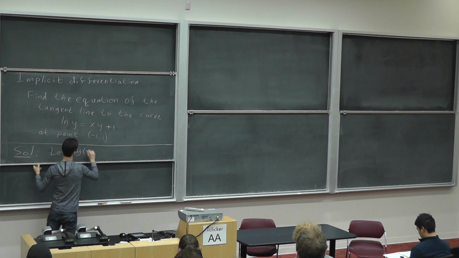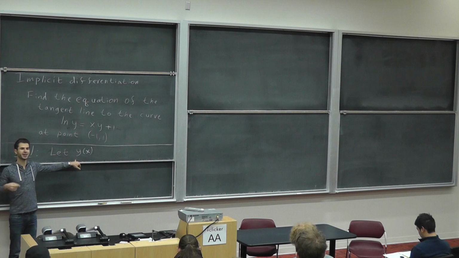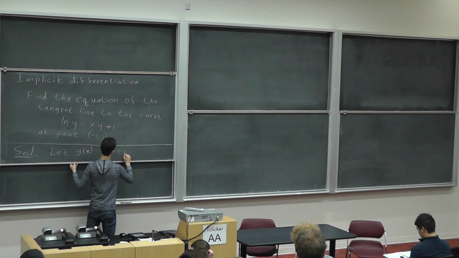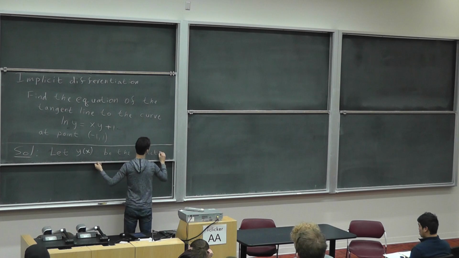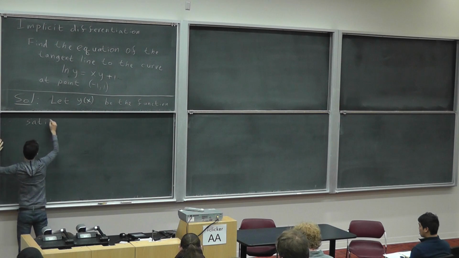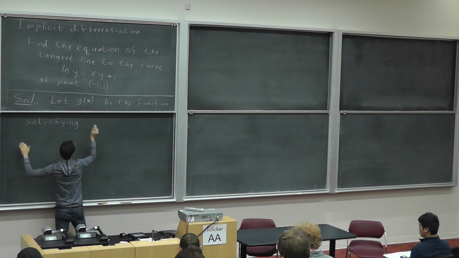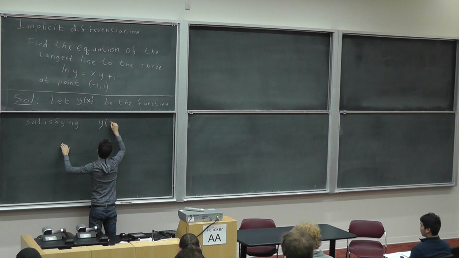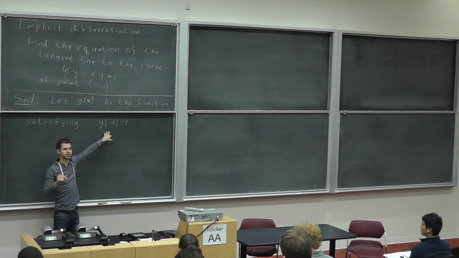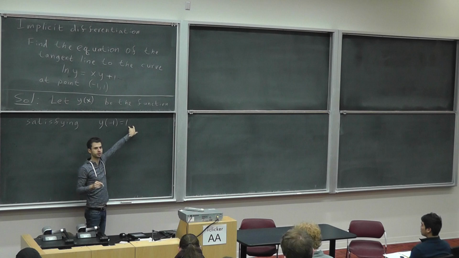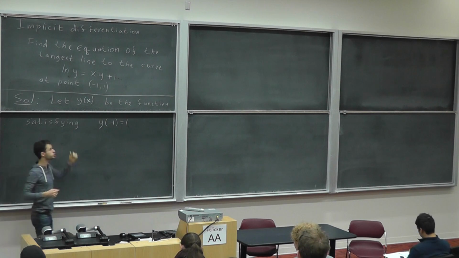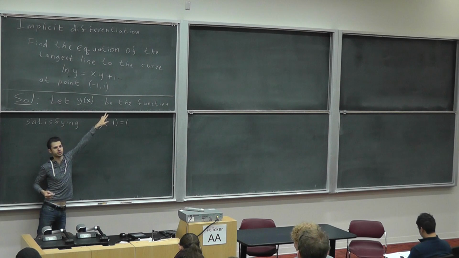Let y of x, so we'll regard y as a function of x. That's the name that we'll give to this function, y of x. Be the function satisfying y of minus 1 is equal to 1. This condition means when you plug in x equal to minus 1, the output should be 1. This point should be on the graph of this function. And also this function should solve this equation.